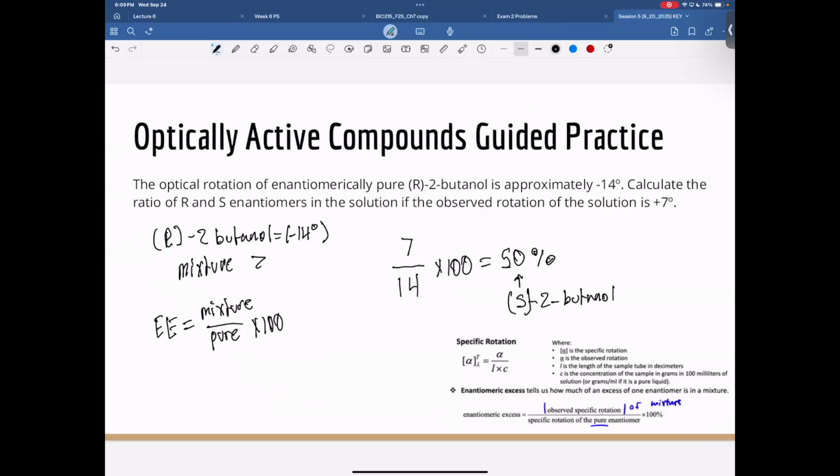Then the rest of the mixture, so we have 50% of just S. The rest is a perfect 50-50 of S and R. So if 50% is split between S and R, that means 25% will be the S and 25% will be the R. This question is asking for the ratio of S and R enantiomers, so we'll just add up the S. That means we have 75% S and 25% R.